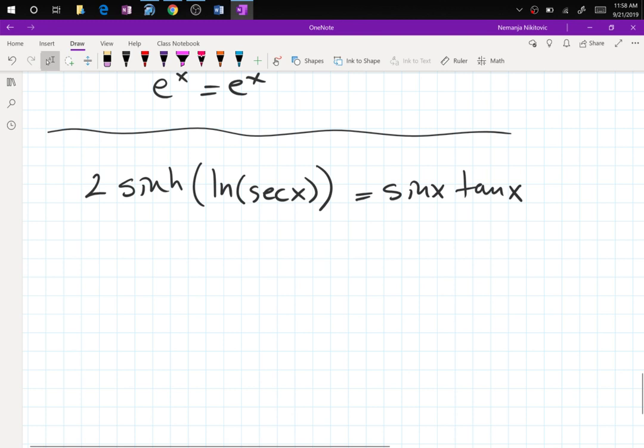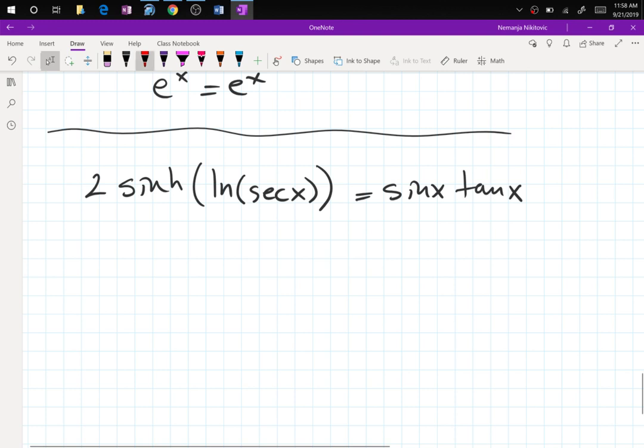All right, let's take a look at this. So on the left-hand side, you have a triple function composition, right? Secant is plugged into ln, plugged into sine hyperbolic. It's interesting. So what do we have?